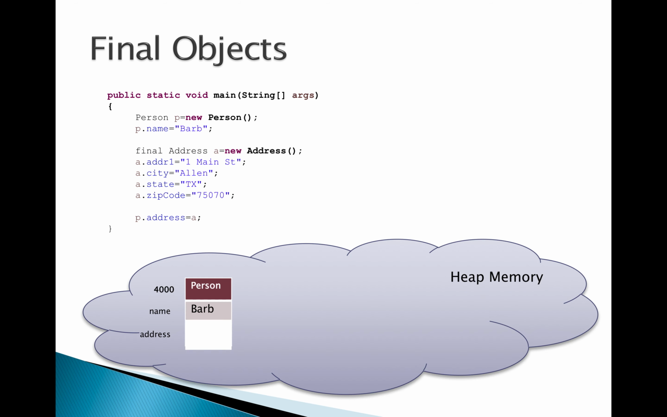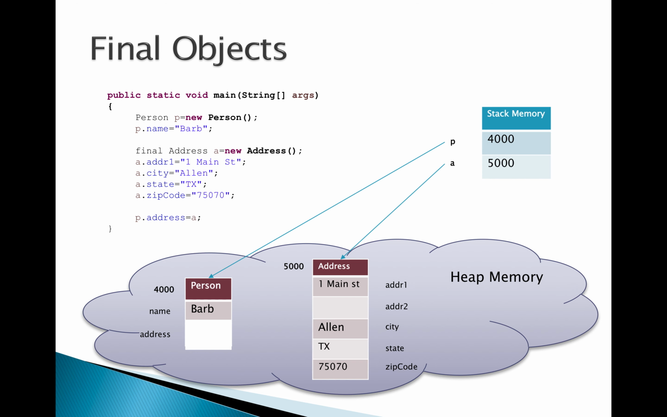Okay, so we have created a person variable. We have the address variable as you see here, and now P is pointing to the person, and A is pointing to the address 4000 and 5000. Now we make P dot address equal to A, which is again pointing to this. This is all fine, but what we cannot do is change A. You cannot change A is equal to new address or A is equal to a different value. You cannot do it because A is final. Once assigned, it cannot be changed. So that is the objects.